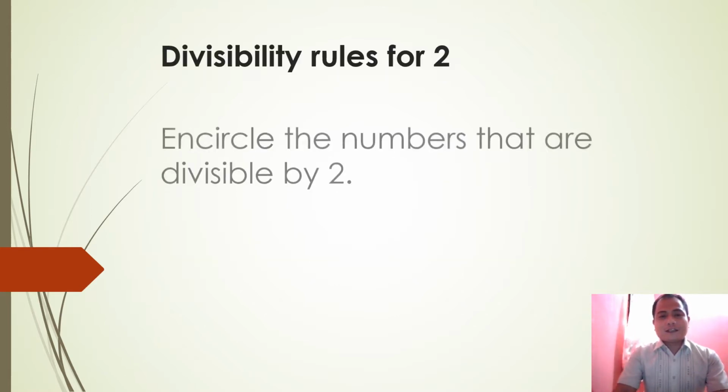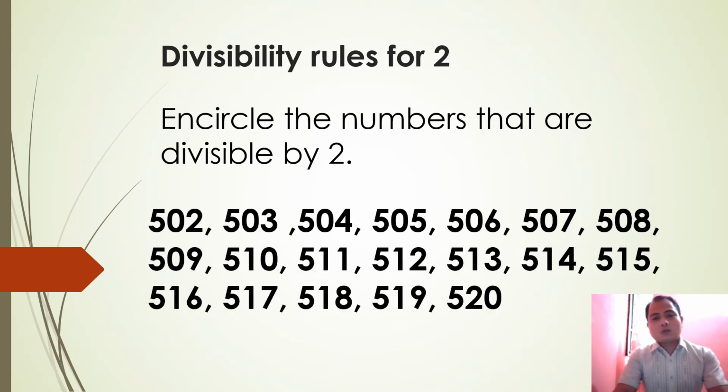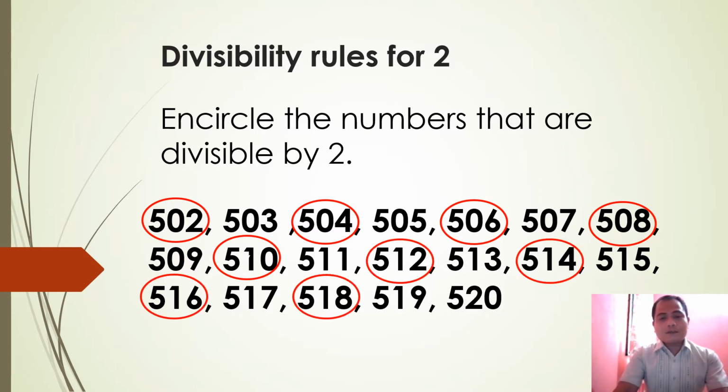Now, let's try another activity. We are going to encircle the numbers that are divisible by 2. Given 502 up to 520. So let's start. What do you think? 502 is divisible by 2, 504, 506, 508, 510, 512, 514, 516, 518, and last, 520. So all the numbers given are divisible by 2.